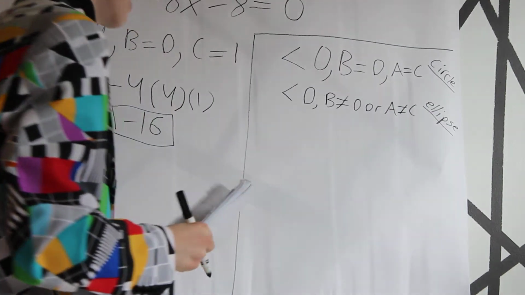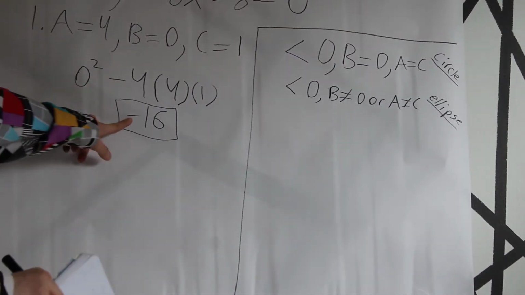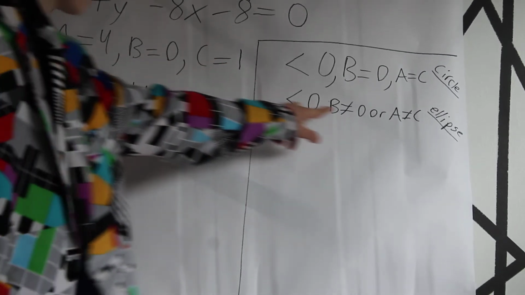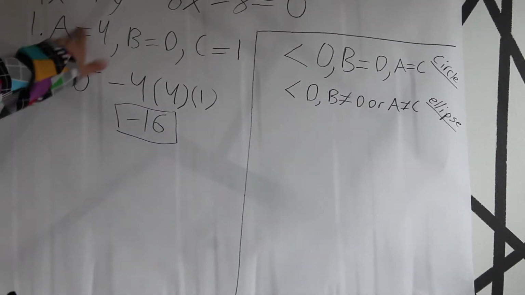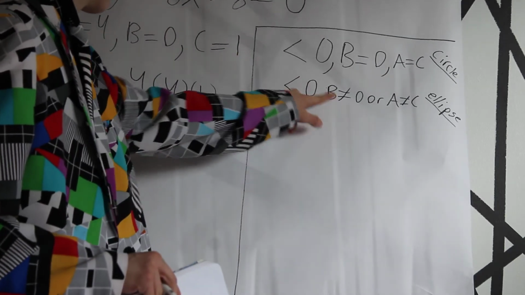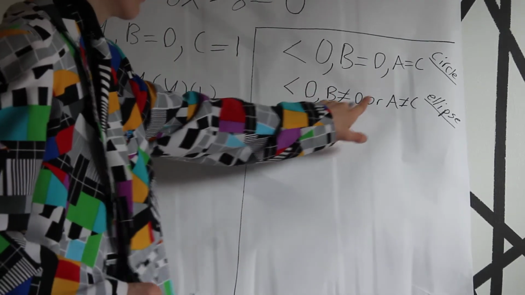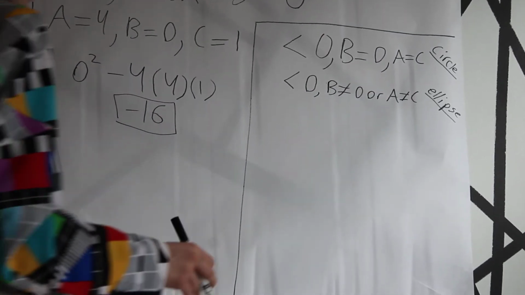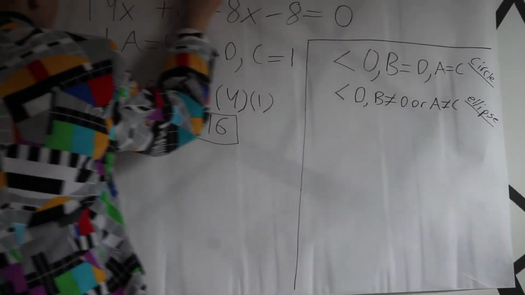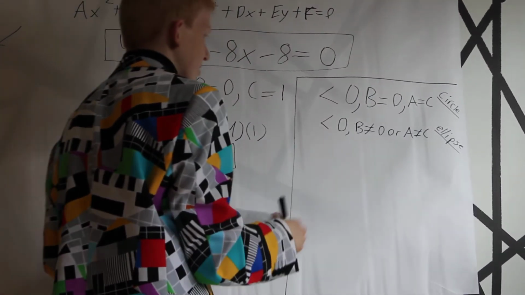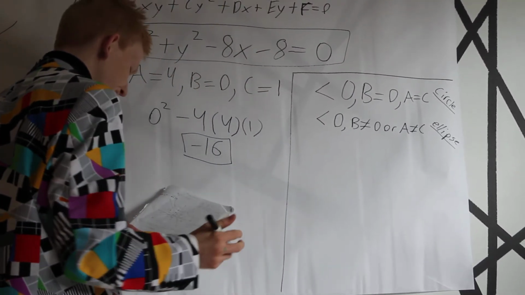Look at that. This is less than 0, B does equal 0, or A does not equal C. A does not equal C. It is an ellipse, even though B does not equal 0, because it is an either-or. Got it? So we know that this right here, R given, is an ellipse. And we're going to use that to graph ourselves an ellipse in just a moment.